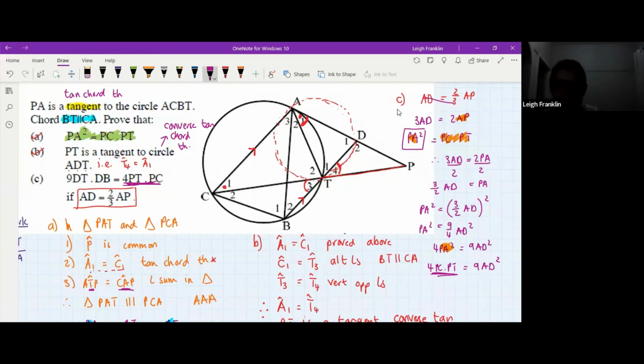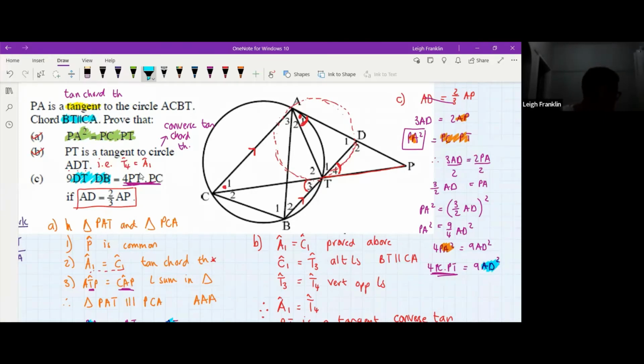Okay, what I need to do now, Matrix, is work with AD squared, and I need to somehow prove that AD squared is going to be equal to DT times DB. It's going to be equal to this. Right, so in other words, I want to show that this side over here, let me just highlight it for you, that side over there is equal to this over here. Because then if they're equal to the same thing, which is this 4PT times PC, they're then going to be equal to one another. Okay, so 4PT times PC is what links these two things together.